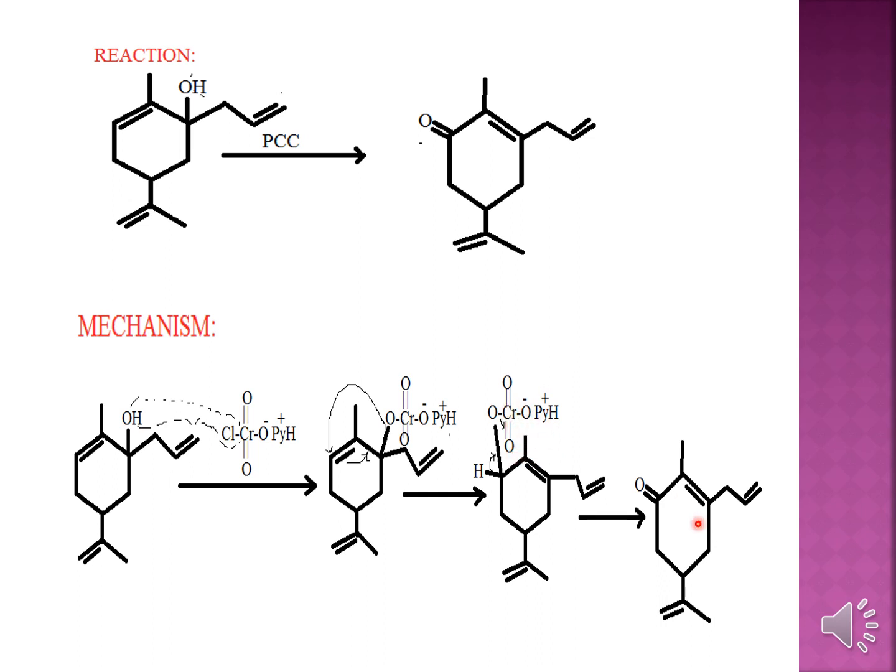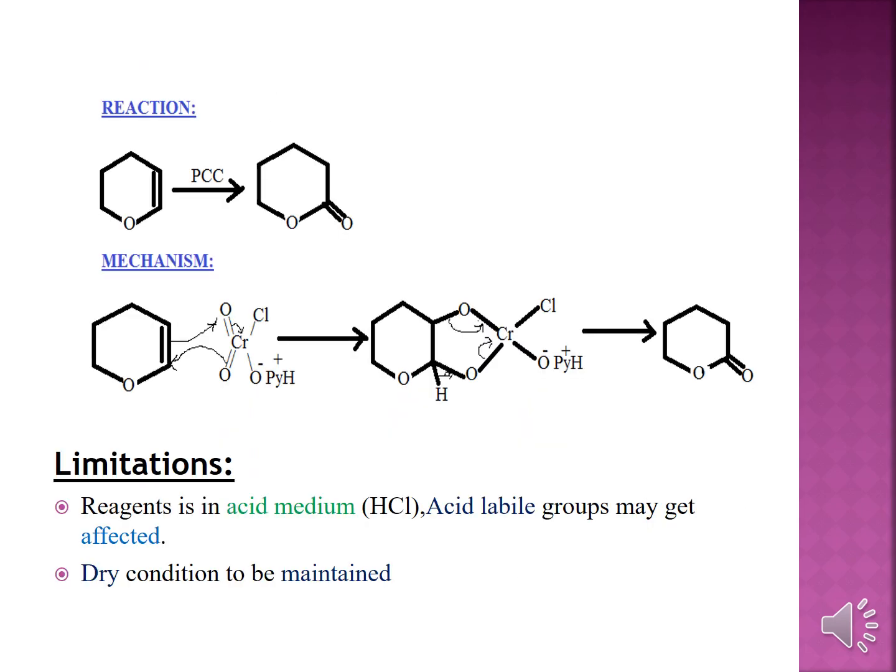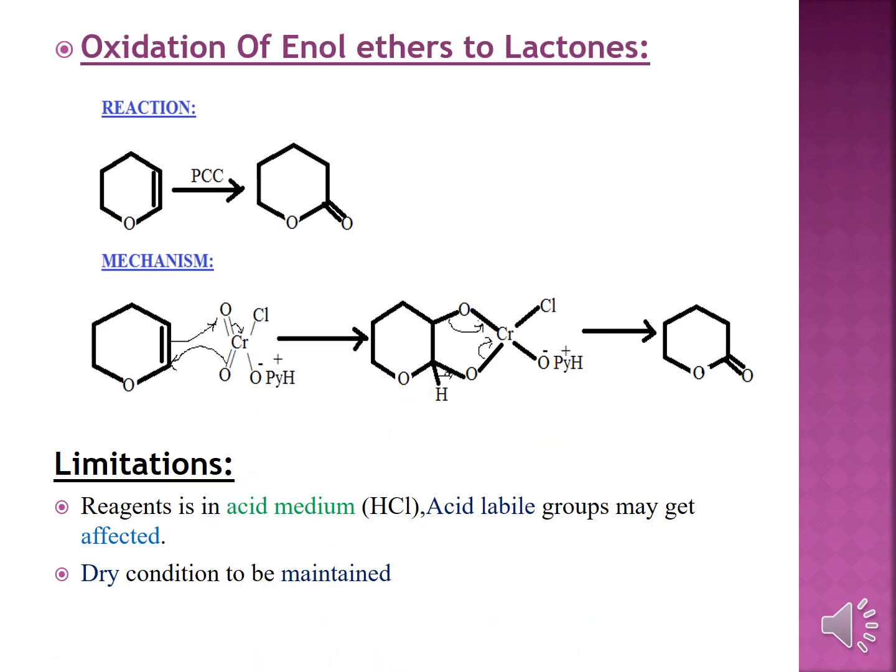After the cleavage of this, you are resulting in your ketone molecule. Okay, so moving on to oxidation of enol ethers to lactones. Okay, these all are like application types. So if you take these enol ethers and treat them with PCC, you will end up with the lactones.